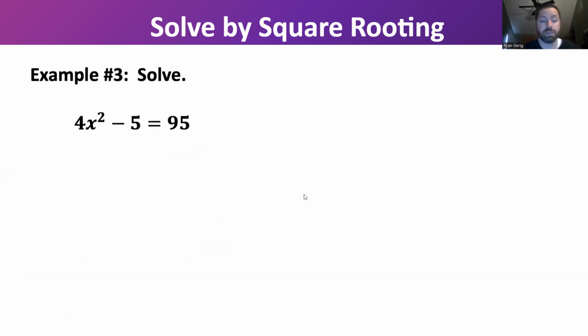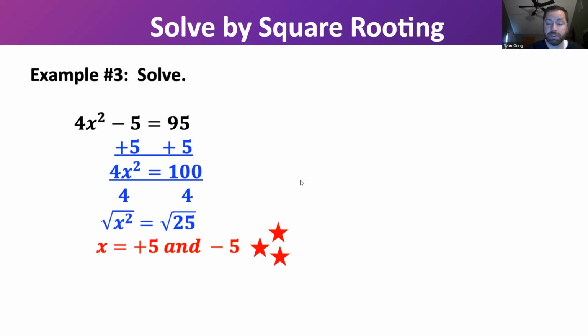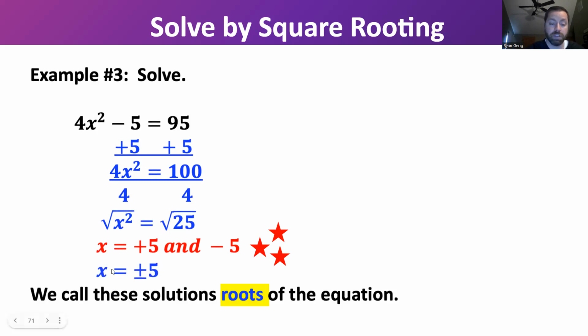All right, connection to what we've already done. One more example here. Let's solve this one. We're going to add 5 and then divide by 4. 100 divided by 4 is 25. Take the square root of both sides. We just introduced the square root, so we have to have 5 and -5 as my solutions. There's an easier way to write that, and once you get used to writing it this way, because you're seeing it a lot, it's plus or minus 5. Again, we call these answers at the end the roots of the equation because we're taking the square root. These are the solutions. They're the same thing.